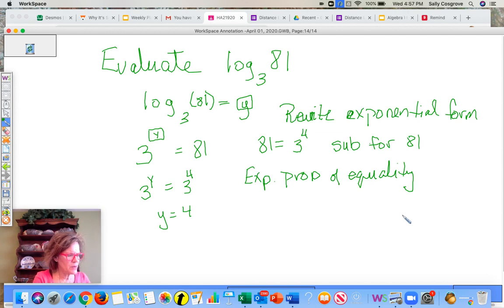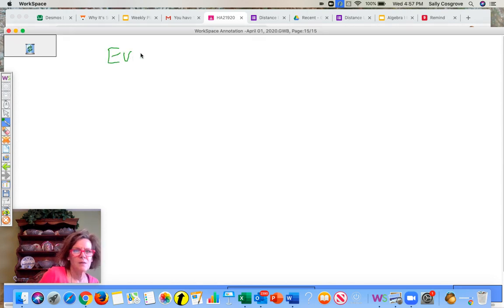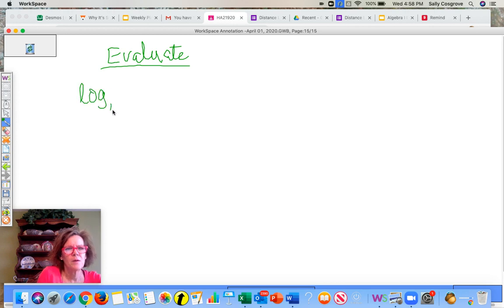Let's work another example, maybe with a fraction. If you need to pause here, you may. I'm going to choose another page, and let's do another evaluate. Let's do one that's a fraction. So the log base 4 of 1 over 64. Log base 4 of 1 over 64.